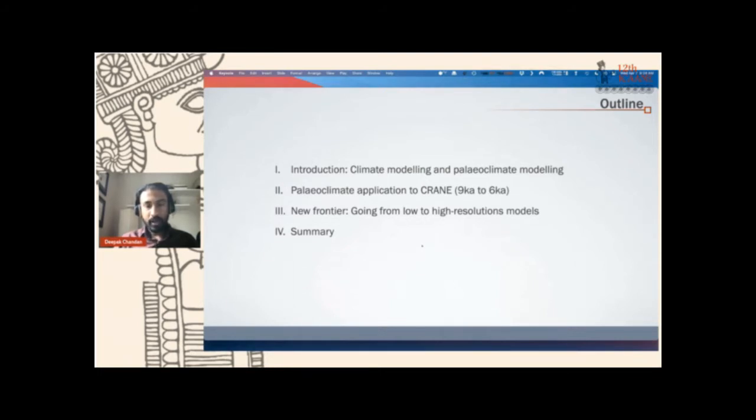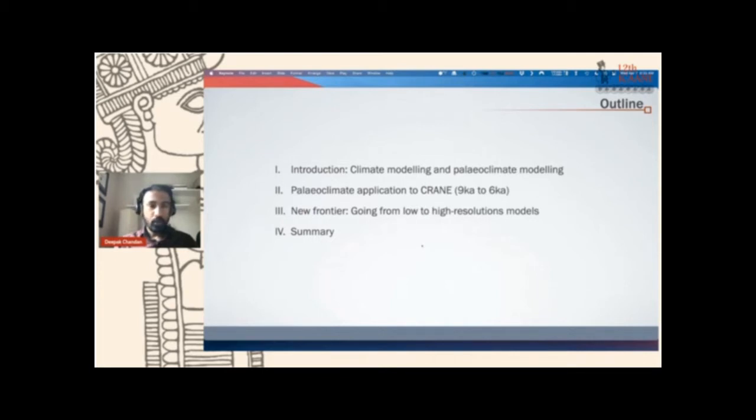For the ICAANE project, our objective is to do a transient simulation from the beginning of the Holocene to the present day, hopefully capturing the many different changes in the ICAANE interval over the Holocene. But in order to be able to do that, we need to first understand some very crucial events that have taken place in the mid-Holocene, and to understand them, we are first doing time slice experiments for the early Holocene and the mid-Holocene. So I'm going to present results on that.